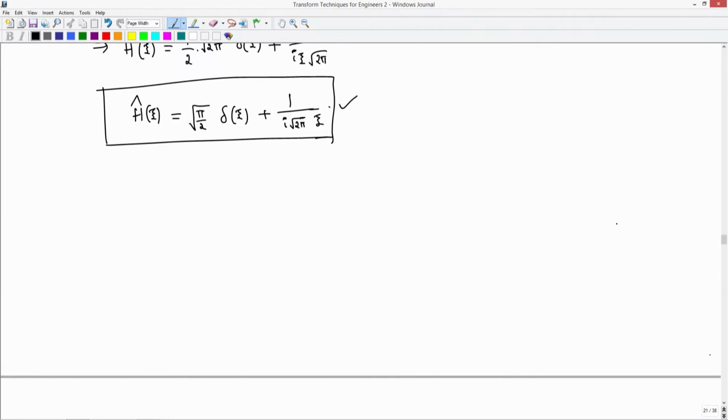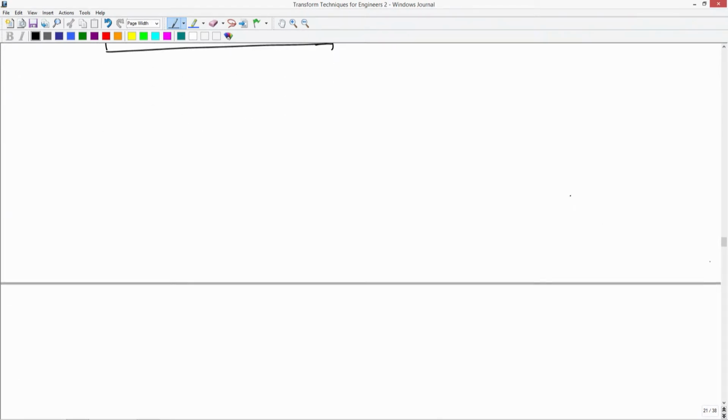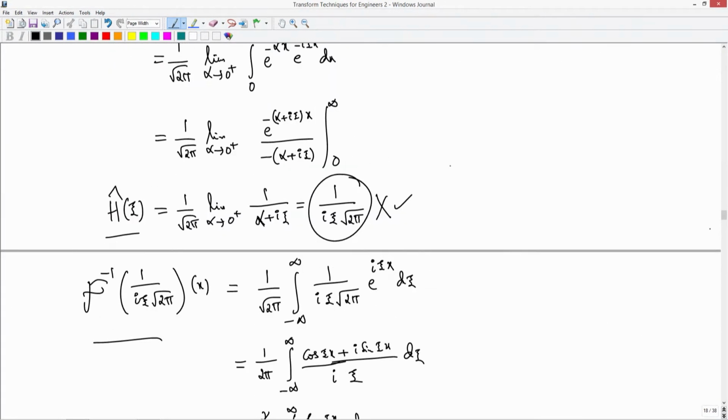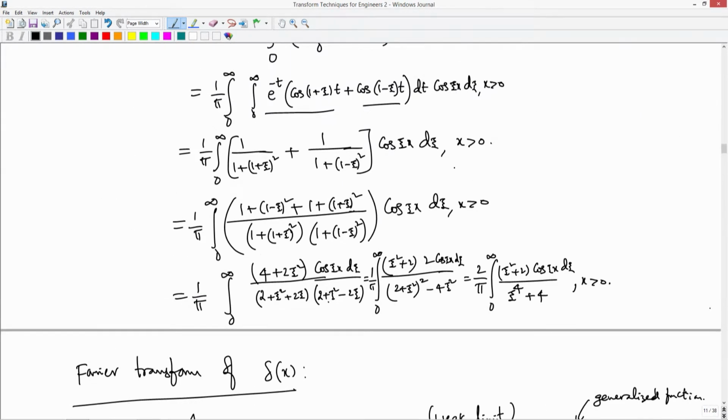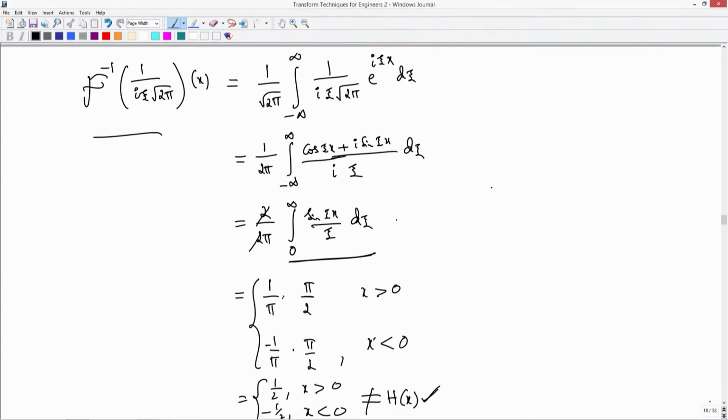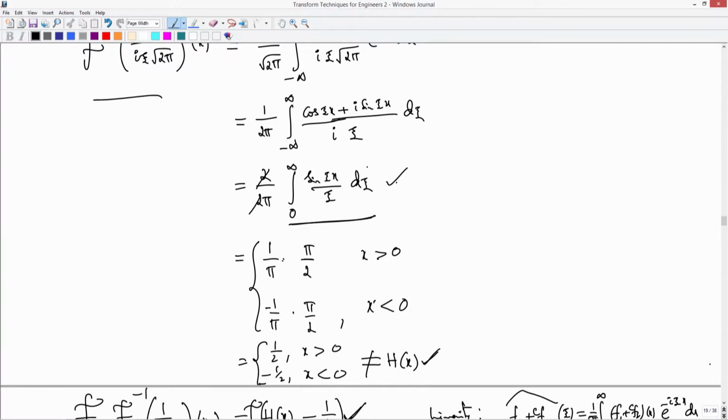So, with this we will just do some more problems. Earlier, while doing a problem in the earlier videos, while doing this Fourier transformation of 1 over i xi root 2 pi, we have used this integral. This integral you can do in many ways. You can evaluate this integral, 0 to infinity sin xi x by x d xi. This value depends on the value of x. If x is positive, this is actually pi by 2, and if x is negative, this becomes minus pi by 2. That is what we have used here, and this is what we are going to show now.